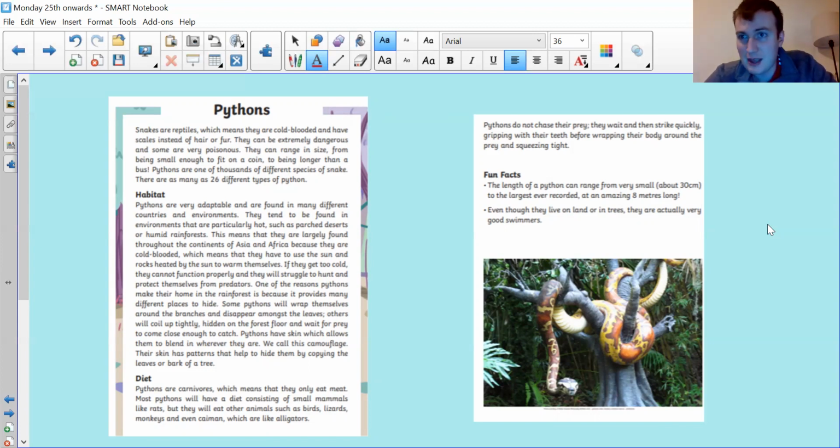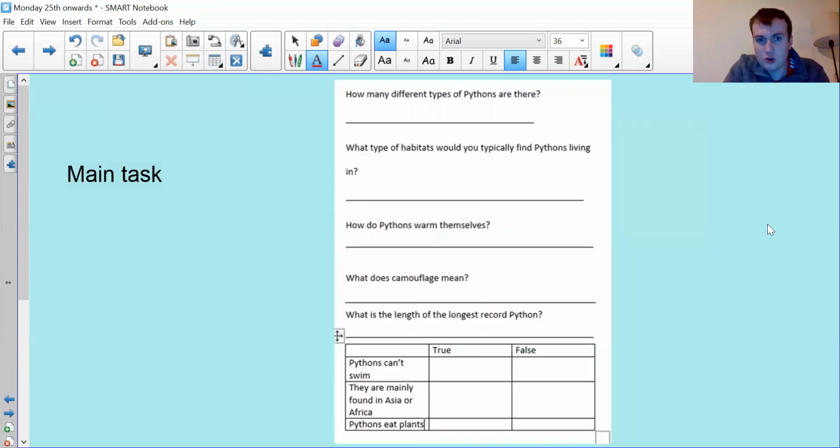All right, let's learn some fun facts about the pythons. The length of a python can range from very small, about 30 centimeters, which is one of our rulers at school, 30 centimeters, to the largest ever recorded at an amazing 8 meters long. Okay, so you know how tall Mr. Gardner is, how long he is. He is 2 meters. So you've got to think of 4 Mr. Gardners on top of each other. That's how long a python can be. Even though they live on land or in trees, they are actually very good swimmers, which I did not know. That's quite interesting. Okay, on to your questions.